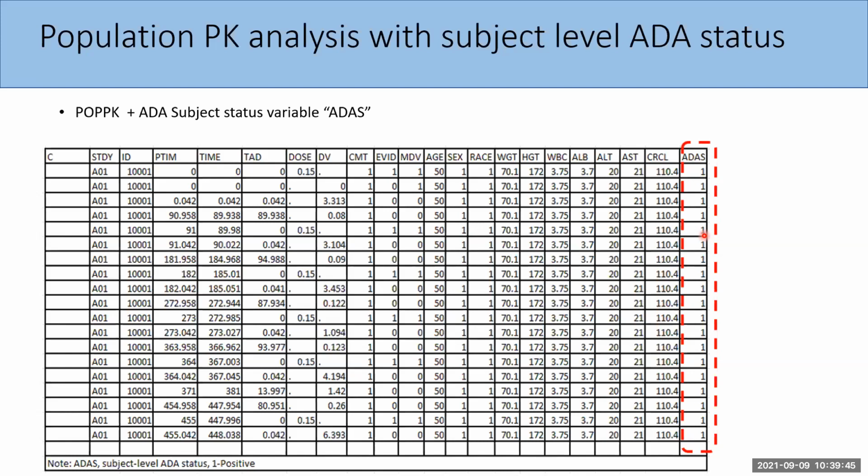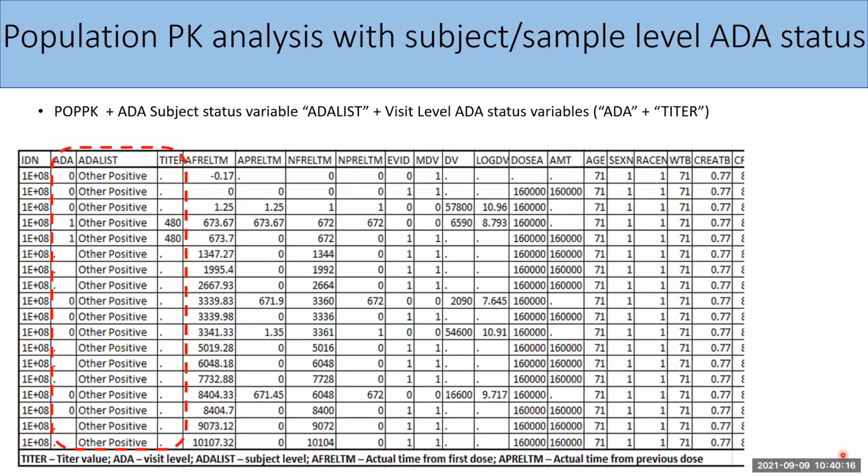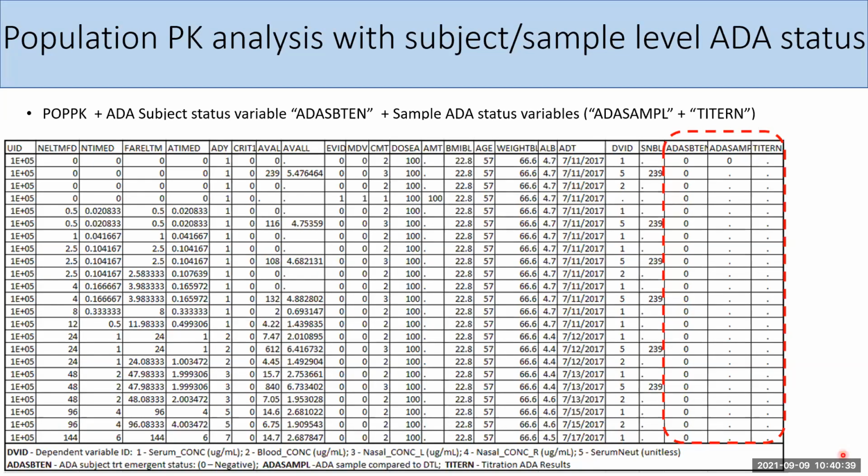So besides the ADA dataset with pure ADA data, we often see combined ADA variables with the PopPK dataset. Here is an example of a PopPK dataset with ADA subject status variables. As you can see, ADAS is a subject level ADA status. Next slide, please. This is an example of a PopPK dataset with ADA subject level status variable, ADA list, and then sample level variables, titer and ADA. Next slide, please. This is another example with an ADA subject level variable and sample level ADA status variables.